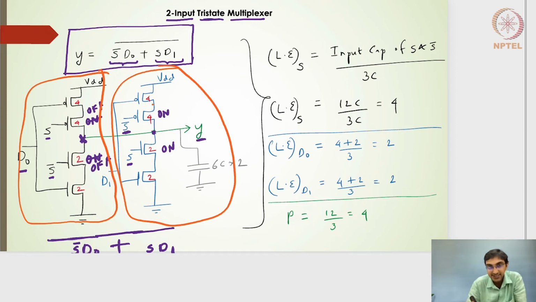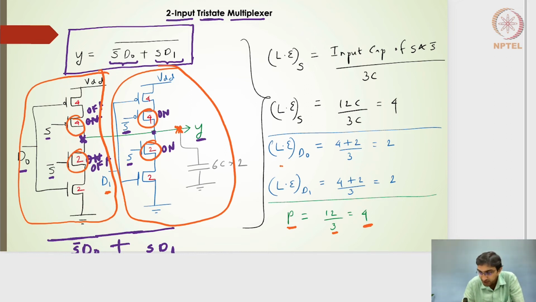So with the selected sizes of 4 and 4 and 2 and 2 on both the branches, if I want to find the overall parasitic capacitance seen at the output node Y, it turns out to be this 4 plus this 4, this 2 and this 2, which overall gives 6C multiplied by 2, which is nothing but 12C. So the normalized parasitic delay will be 12C divided by 3C, which is nothing but 4. This 3C is the parasitic capacitance of our 2:1 inverter. For the logical effort, D0 is one input, D1 is another input, and S is the select signal.